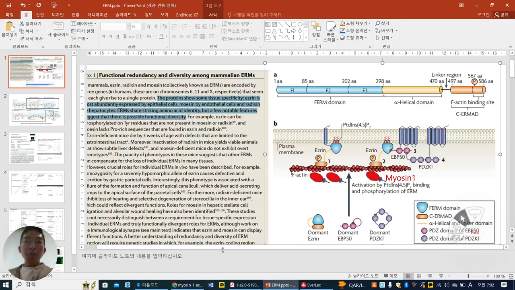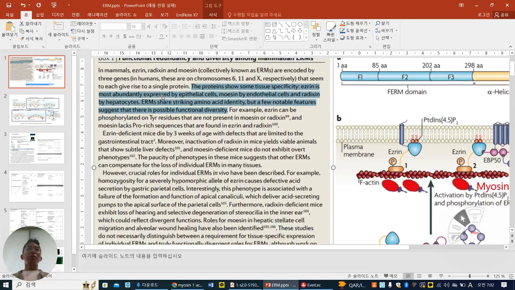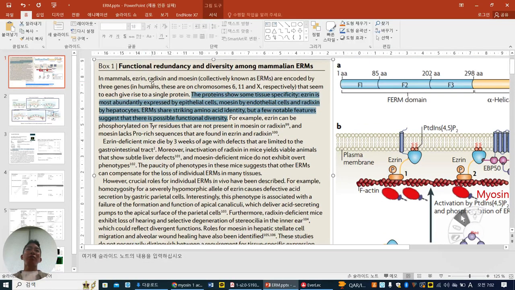So many people don't know about this ERM, for me as well. I'm not familiar with this, so I studied. ERM is an abbreviation of ezrin, radixin, and moesin, which are encoded by three different genes that seem to each give rise to a single protein. The proteins show some tissue specificity. For example, ezrin is most abundant in epithelial cells, moesin in endothelial cells, radixin in hepatocytes. So ERM shares striking amino acid identity, but a few notable features suggest a possible functional diversity, which means they have very similar function with different structure.